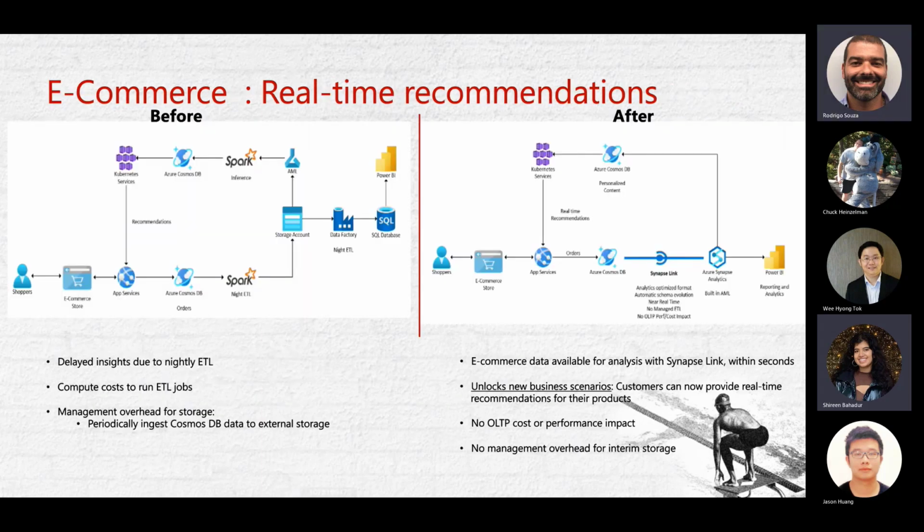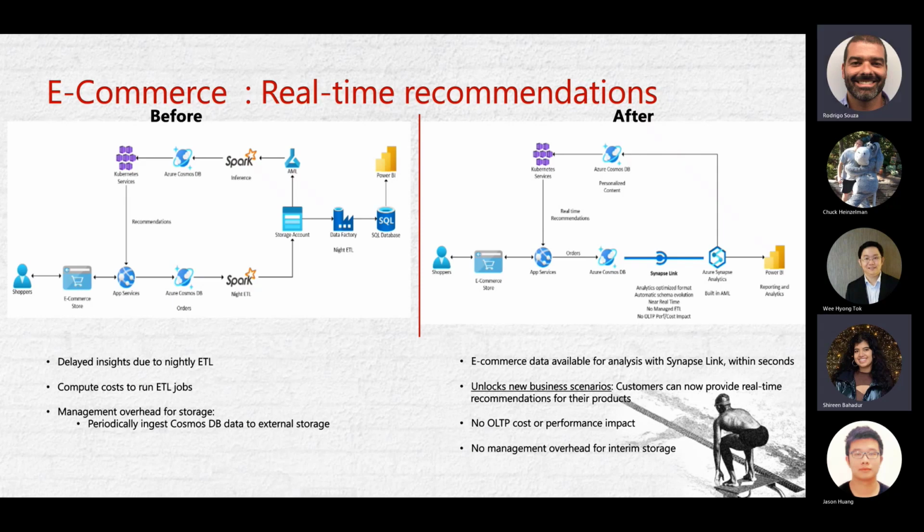Yeah, so here we are seeing a couple of real examples from customers using Synapse Link. This one is a real-time recommendation use case. Before, on the left, they had delays in insights because they were running ETL jobs at night, and it was really expensive. The ETL jobs would start to run over the morning. These are regular challenges we see with customers with big data volume, right? Not to mention the overhead to maintain the infrastructure for these ETL jobs.